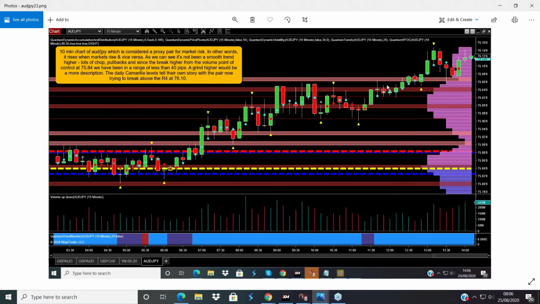Then it carries on higher, and you would then use again your support and resistance lines. As I said, this is based on the VPOC. Once it clears through there, it did manage to climb higher. But it was a grind. It was choppy. And as an intraday trader, what do you do?